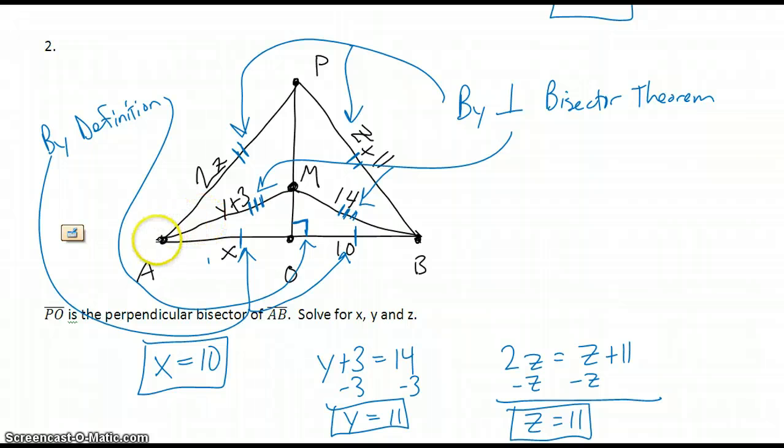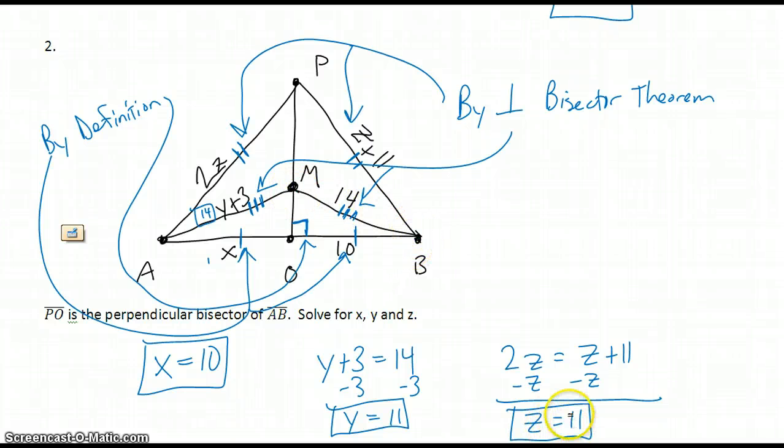If I look at my picture, AM and AP can't both be 11. AM is much shorter than AP. But I have to remember that these variables don't tell me how long each segment is. They tell me how big my variable is. In order to figure out this length, I'm going to have to plug this back in. 11 plus 3 is 14. So AM would be 14 long, which lines up with MB.